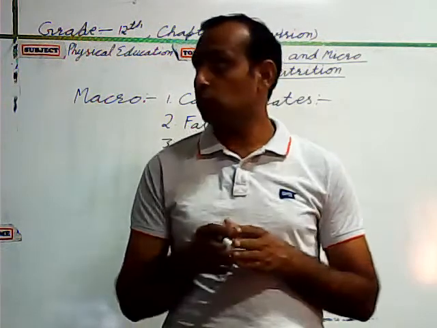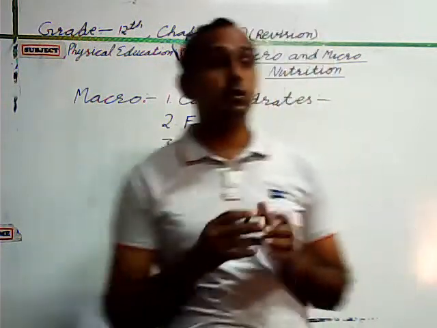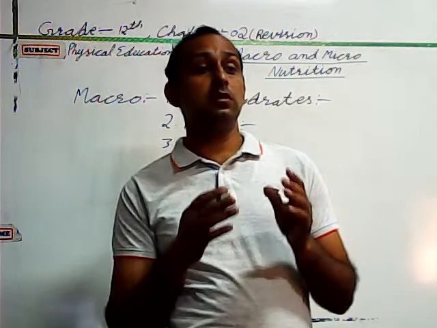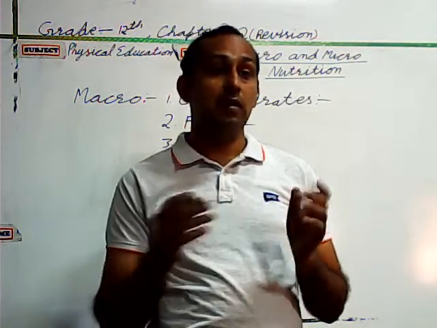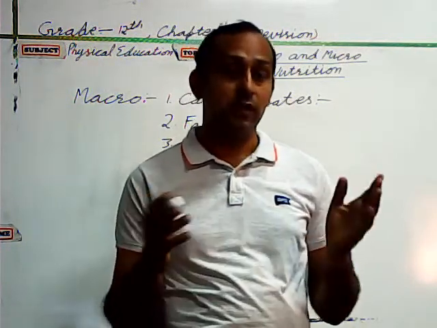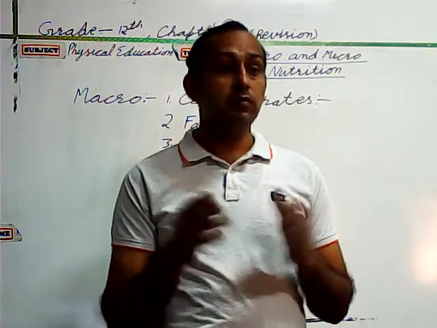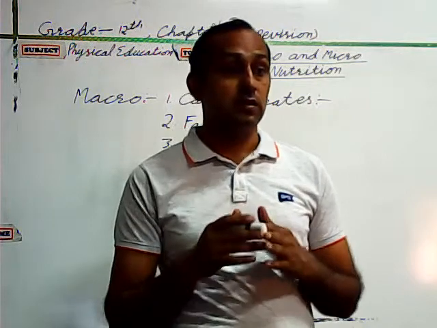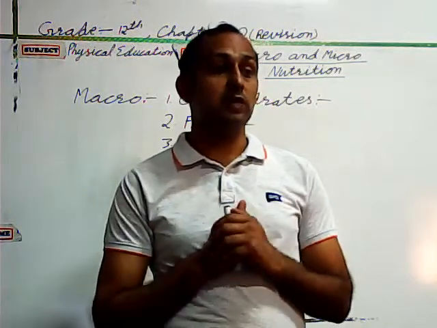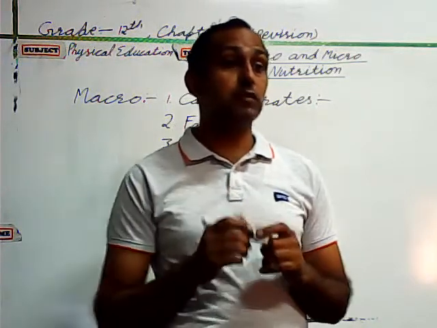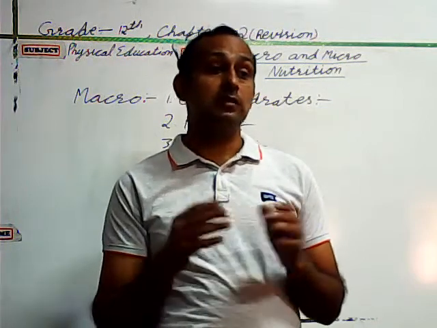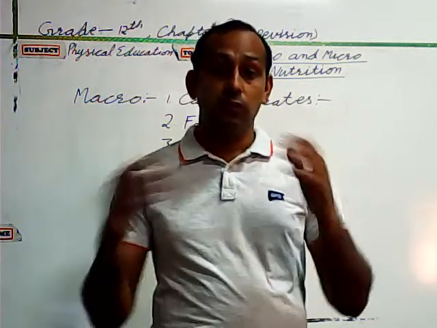First is animal sources, second is plant sources. Animal sources consist of meat, fish, egg, milk, cheese, etc. And plant sources consist of pulses, nuts, beans, peas, etc. The main functions of proteins: proteins have various functions in the human body, as given below.